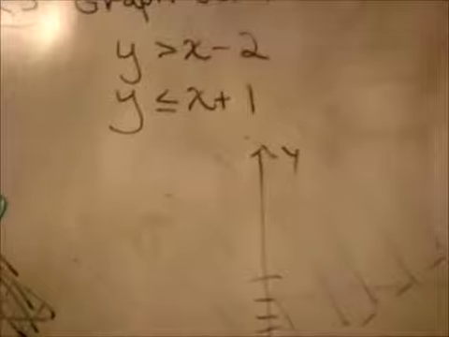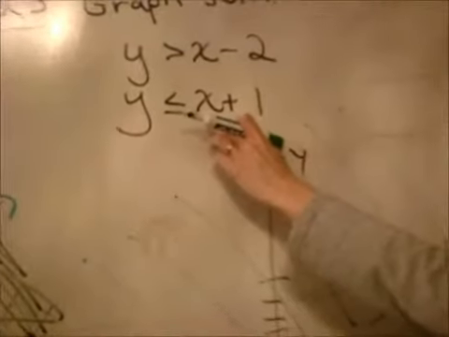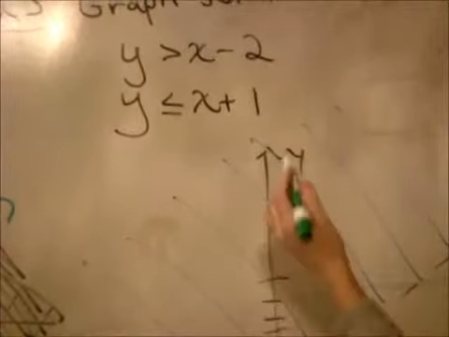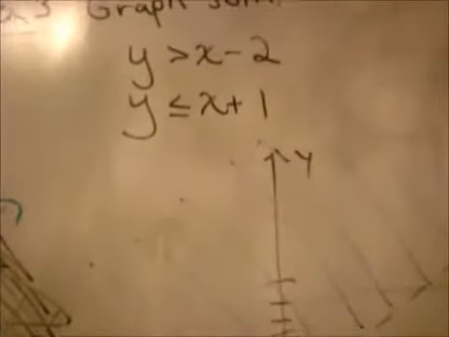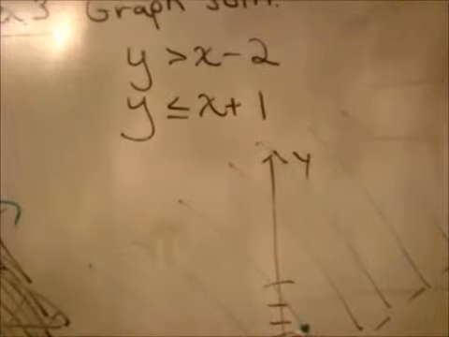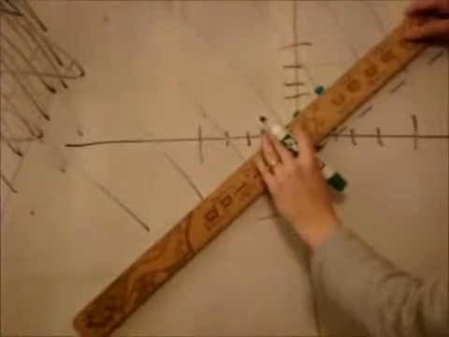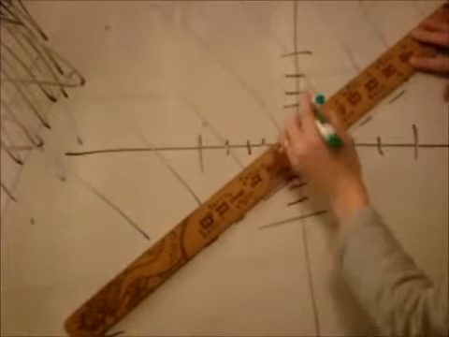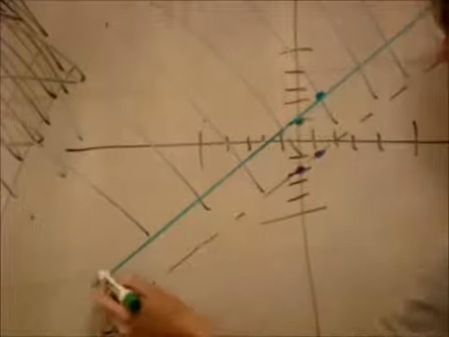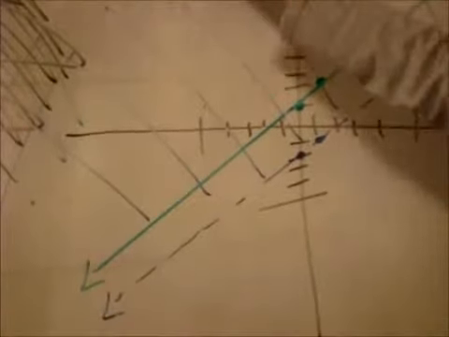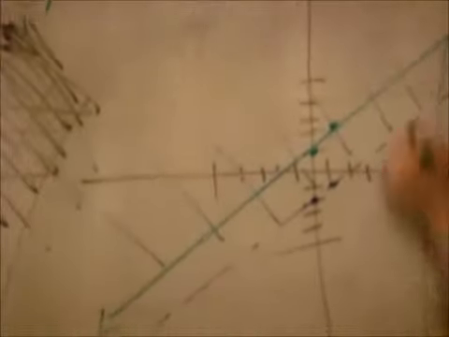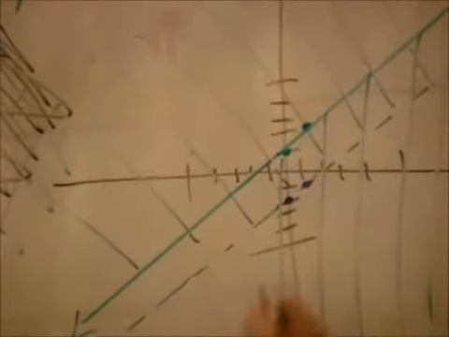So our second line, you're going to notice the slopes are the same, so they're going to be parallel. This slope's 1, this slope's 1, so they're going to be parallel lines. This one is y-intercept 1, rise 1, run 1. And like I said, it should be parallel, not according to my drawing. So we draw another line. This one is y is less than, so we're going to color underneath the line.